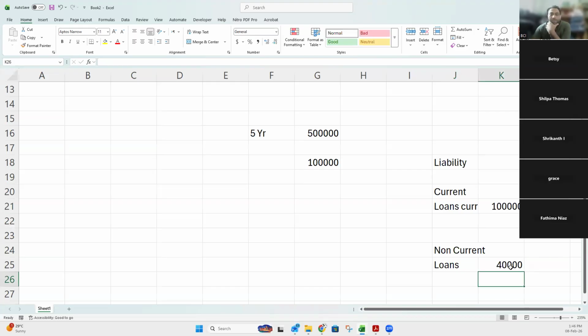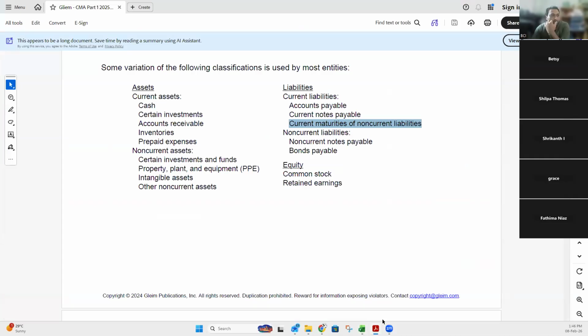Okay. So this is how we present. Clear? Do we have to do this for assets as well? Not for assets, only for liabilities. We have leases, right? In the leases also we have contract liability. So contract liability also we have to split, current and non-current. Bank loans, you have to split. Clear?